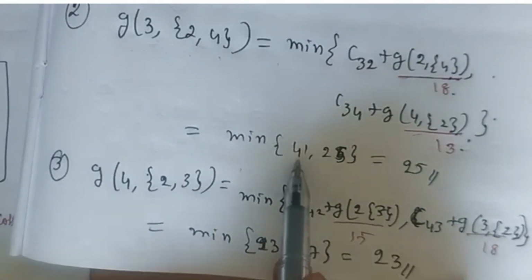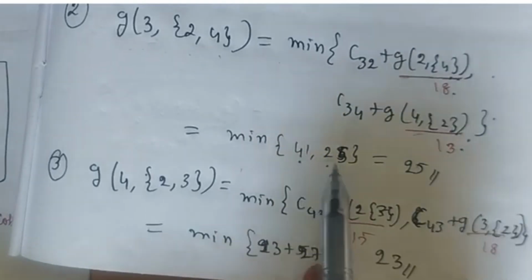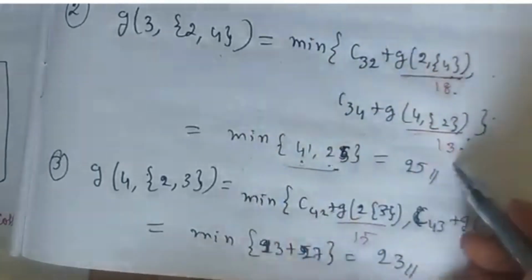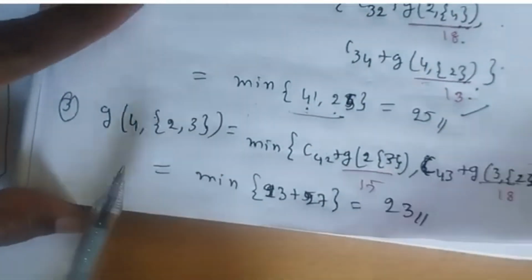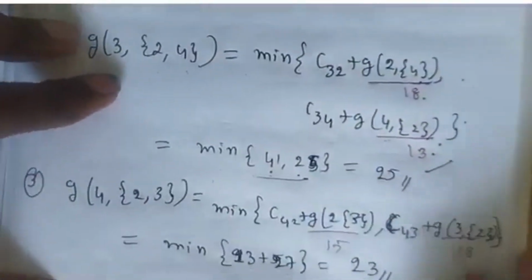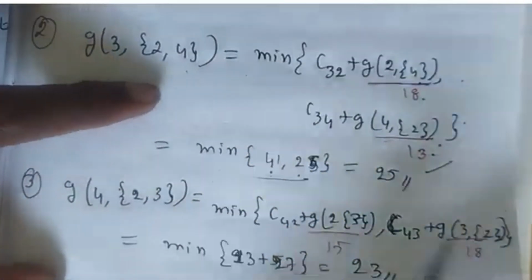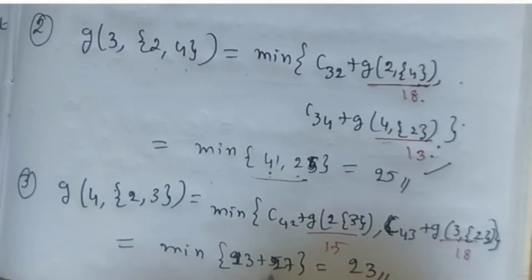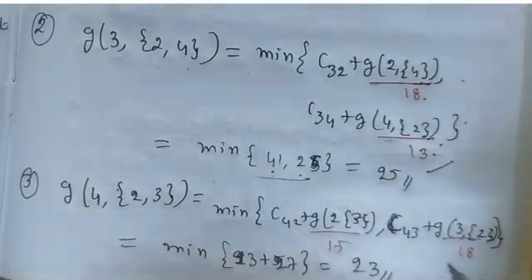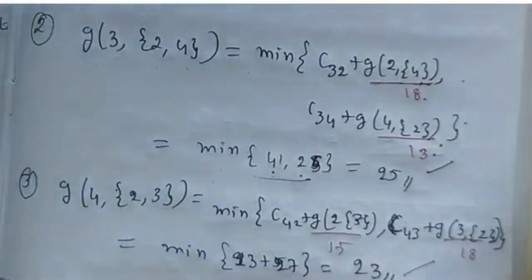Minimum of 41 comma 25. Of these two, which one is the minimum value? 25. So the second part value is 25. And what about the last part? It is C of G of 4 comma 2 3. Again we calculate this one. We get minimum of 23 plus 27. Of these, which one is the minimum value? 23.